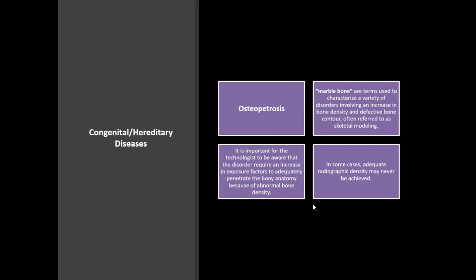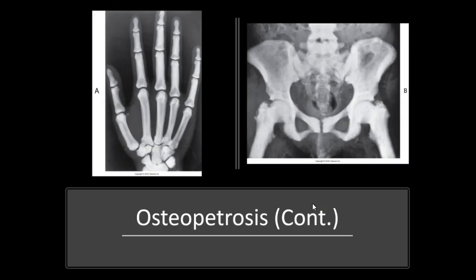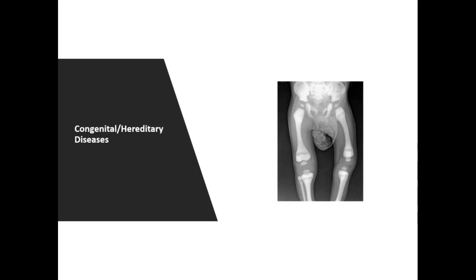So when you are scanning, if it's in MRI or CT, or if you're just shooting a radiograph, you need to know that this is going to be really, really dense bone. It's not going to look normal. So, osteopetrosis is named marble bone. It is a rare hereditary dysplasia in which failure of the resorbing mechanism of calcified cartilage interferes with the normal replacement of mature bone. It results in very brittle bones. So if you look here, you can see how dense the bones are. See how bright white they are, but yet they break super easy. So just like marble. And here's another picture.